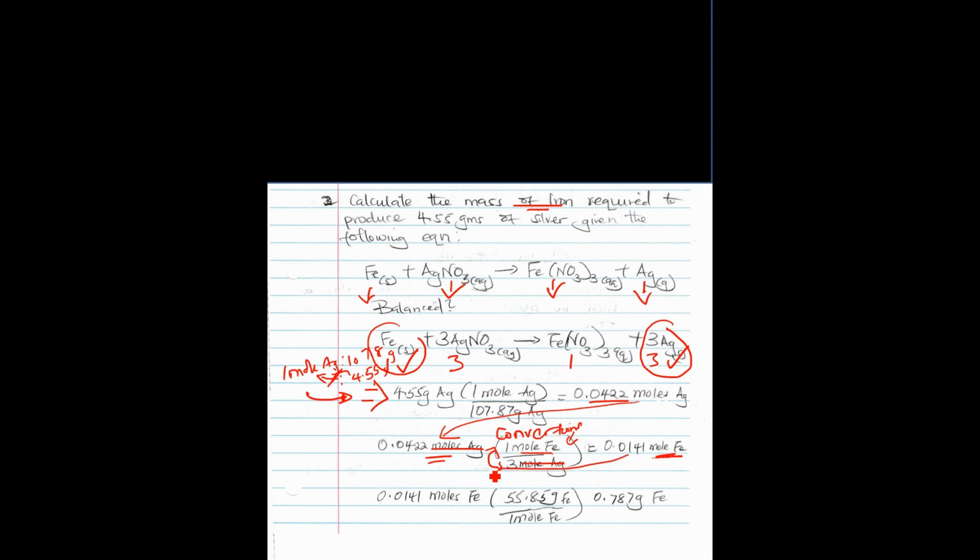Now that you have the moles of iron, convert the moles to mass. You tell yourself 1 mole of iron has a mass of 55.85 grams. So what about 0.0141 moles of iron? Cross multiply, and you get this expression. You'll get the mass of iron required that the question wants.